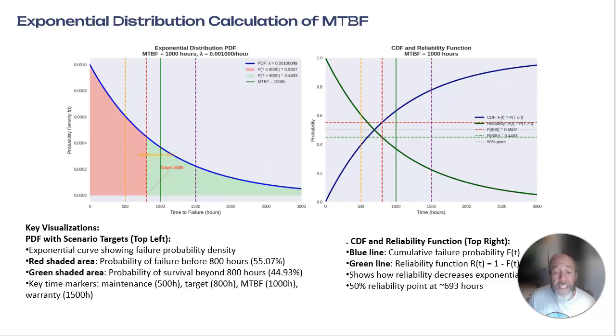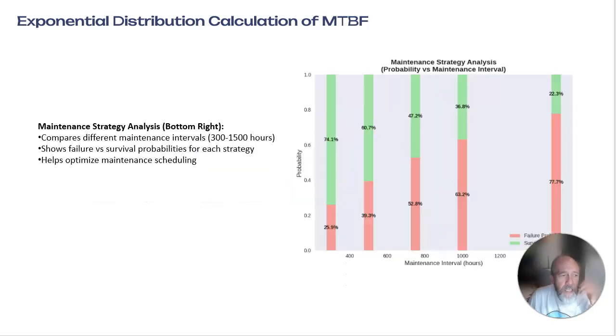Now, one of the things that's really useful with this exponential distribution, by the way, is that the cumulative failure probability is the blue line right here. It is your cumulative distribution function, and the green line then becomes a reliability function, because it's the opposite. It's basically flipped over. Now, this is useful, but what is really useful is making this: a maintenance strategy.